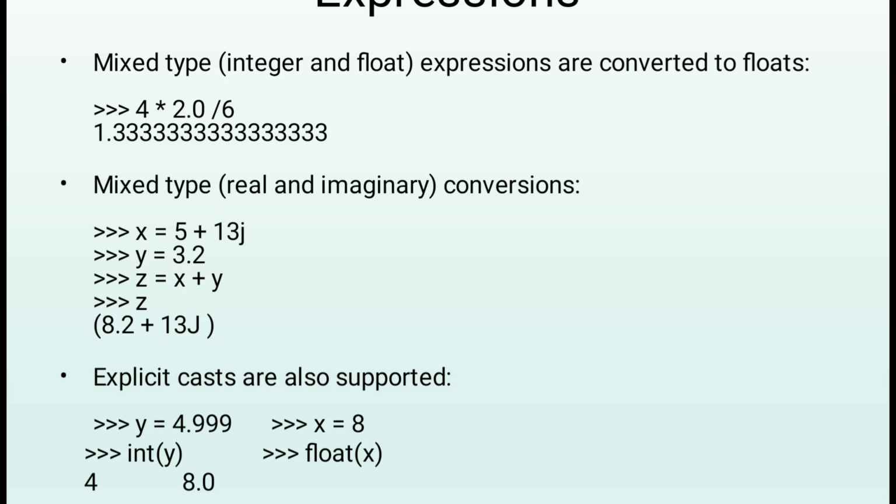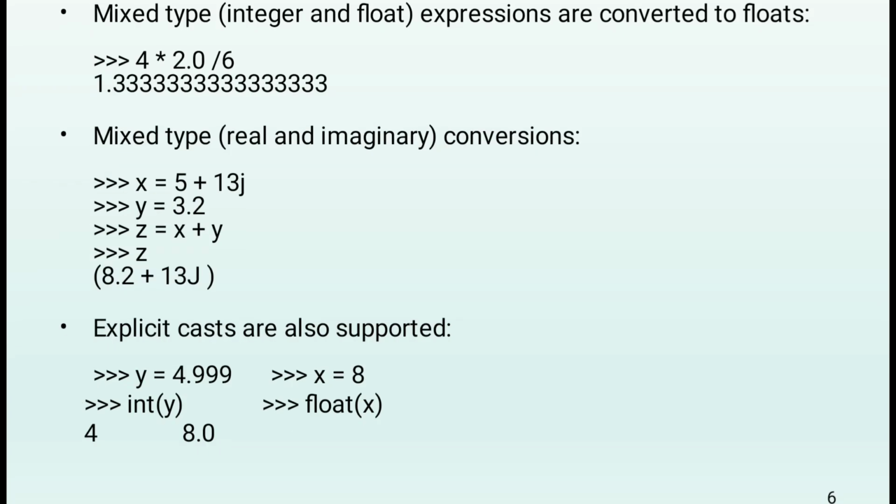So, mixed type real and imaginary conversion. Suppose you are having complex numbers and integer numbers, then it will be added like this: x is equal to 5 plus 13j, y is equal to 3.2, and z is equal to x plus y. If you want to get the answer, if you give z, it shows that the real part will be added with the real part. Since x contains the real part 5 and y is 3.2, 5 plus 3.2 will result in 8.2, and the 13j will remain the same, because the value of y doesn't contain a complex value directly, only that floating value, so that will be added.